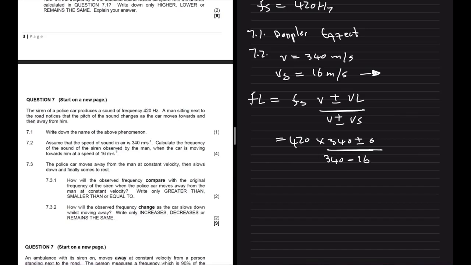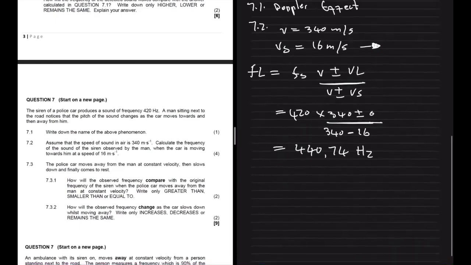It is, as the speed of the sound source is given. Now it's just a matter of putting it into the calculator. We have 420 multiplied by 340 plus or minus 0, so we don't have to put anything there. Then we have 340 minus 16, which is going to be 440.74 Hertz. Yeah, that is it.